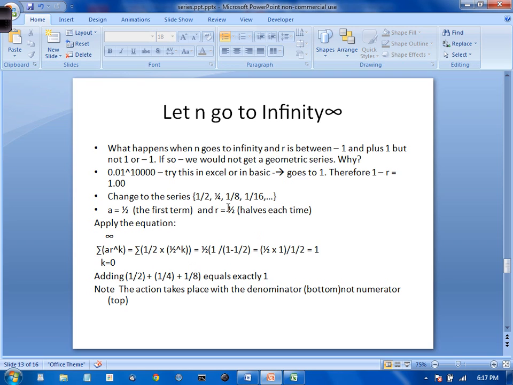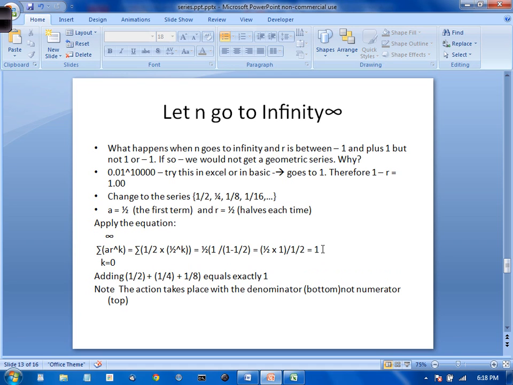And so let's change the series to a half, a quarter. What are we doing here? A is a half, and R is a half, and we're just multiplying it all the way out. This is no different. Remember, the numerator is on top, the denominator is on the bottom. Just do this. So if we go from sigma of AR raised to K, starting at 0 and going through infinity, we develop this type of equation. And that equals a half over 1 minus a half, which is a half times 1 over half, and that cancels out to 1.